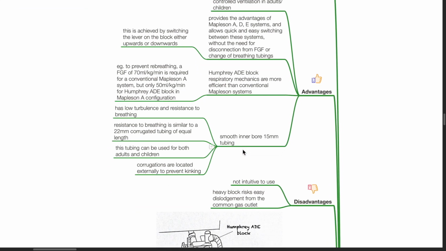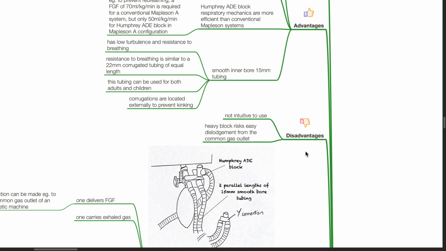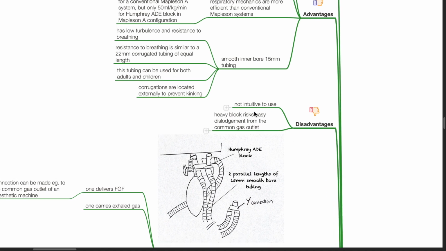The smooth inner bore 15 mm tubing has low turbulence and resistance to breathing. The resistance to breathing is similar to a 22 mm corrugated tubing of equal length. This tubing can be used for both adults and children. Corrugations are located externally to prevent kinking. Disadvantages: it is not intuitive to use, and the heavy block risks easy dislodgement from the common gas outlet.